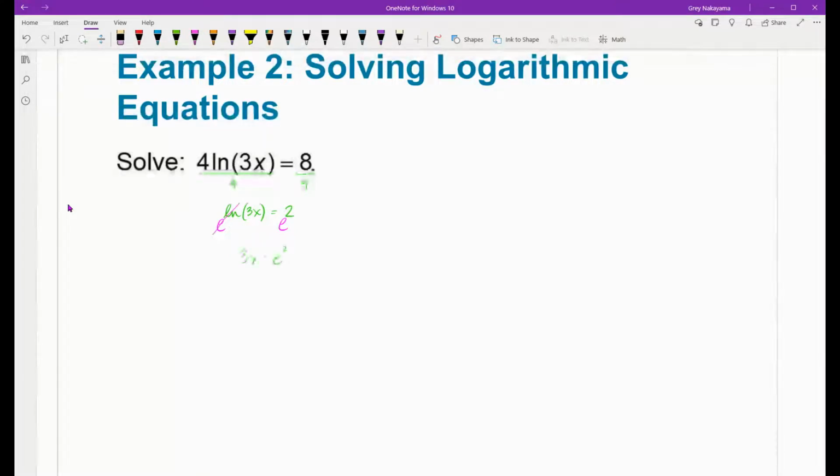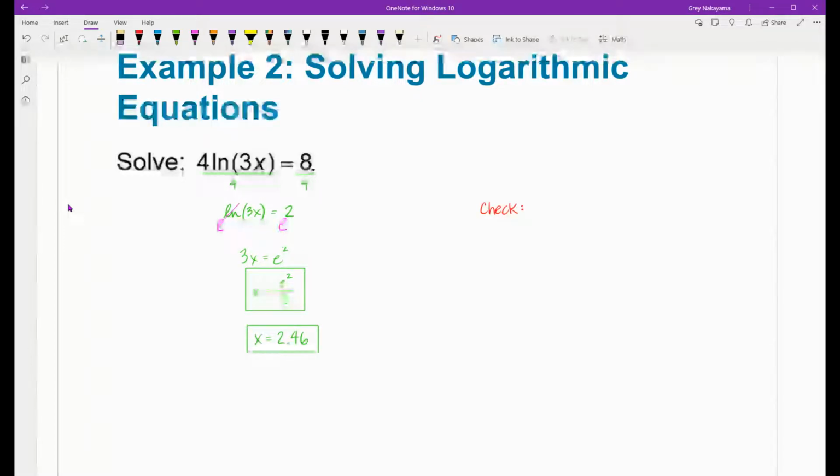And then I have e squared on the right side. And you've got to get an exact answer oftentimes in MyLab Math. So divide both sides by 3, and that just gives you x equals e squared divided by 3. I think it also asks you for a decimal value. So you put that in your calculator and you get 2.46.